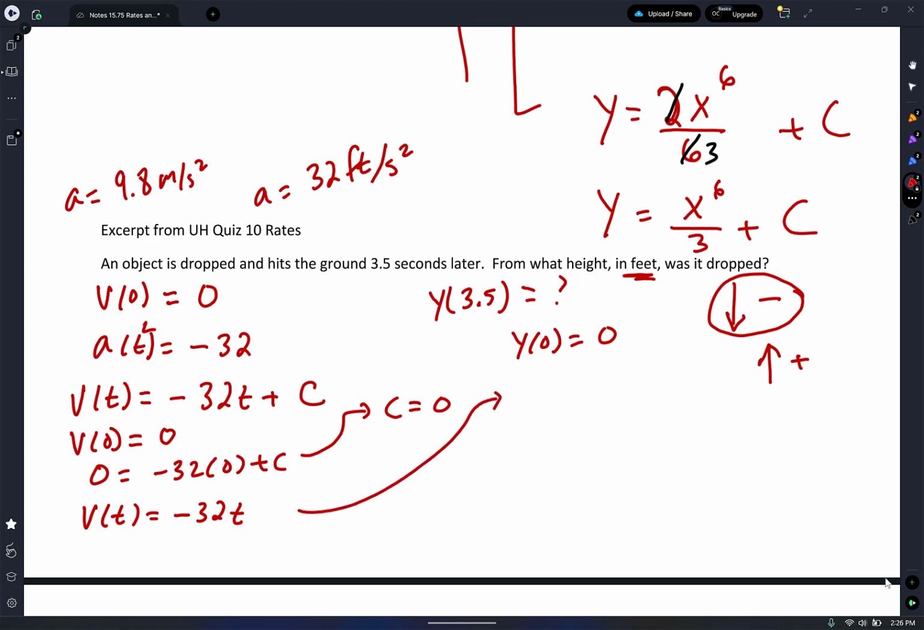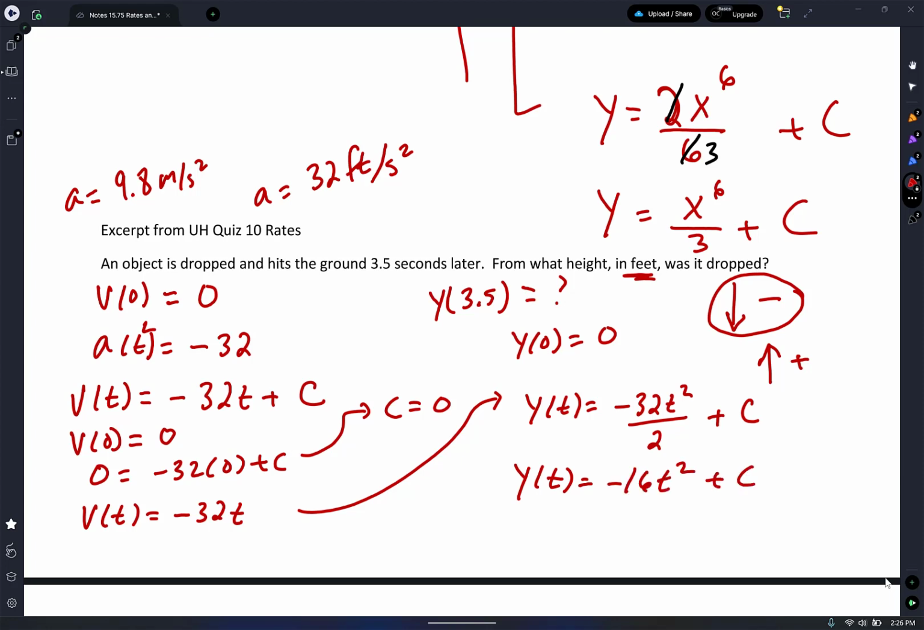So from there, I'm going to come over here. y of t equals, what's the antiderivative of negative 32t? Add 1 to that power and divide by that number. So what is that? Negative 32t squared divided by 2, plus c. What's negative 32 divided by 2? So y of t equals negative 16t squared plus c.